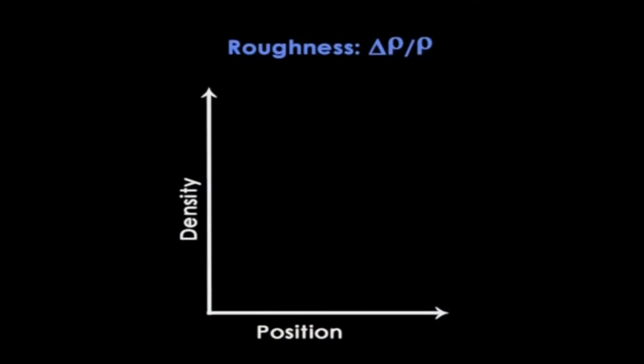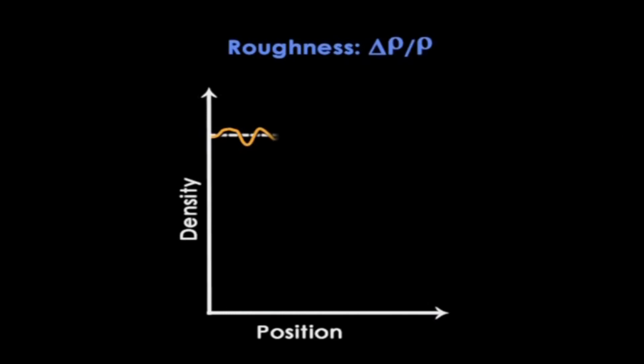So, having postponed answering our first question, let's consider the second one. How does the initial seed roughness grow? So let's start by defining roughness using this graph. Imagine moving through the early universe along a line.